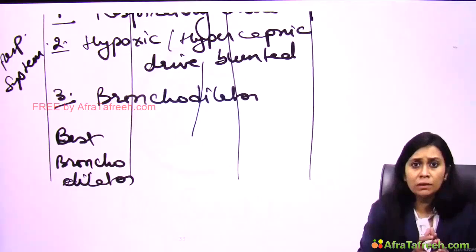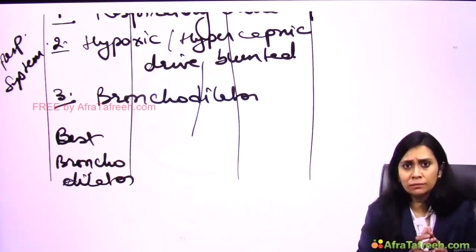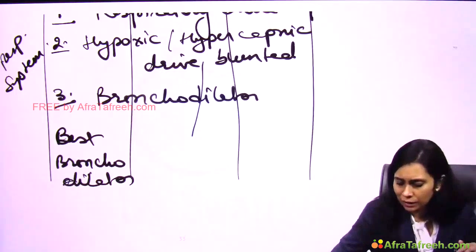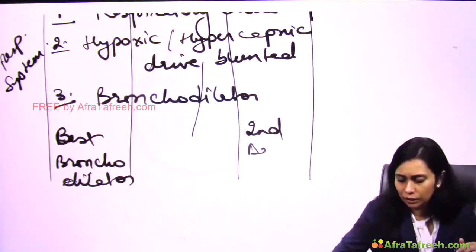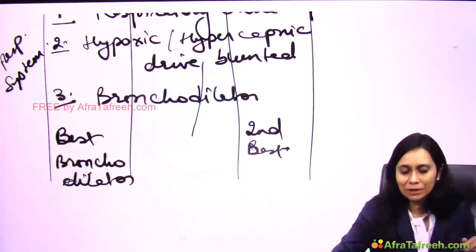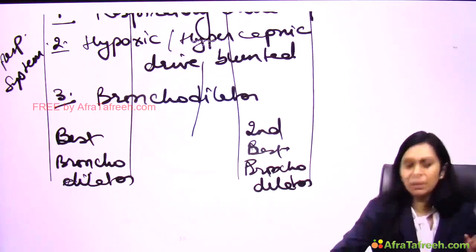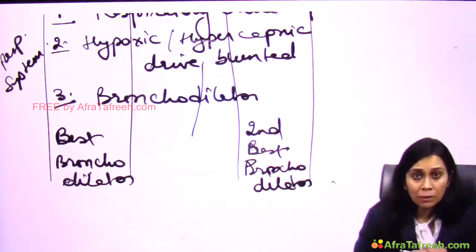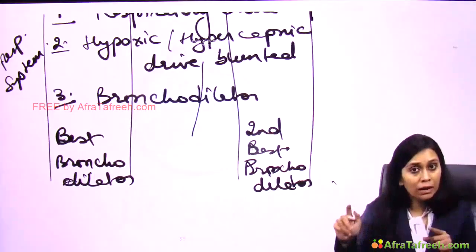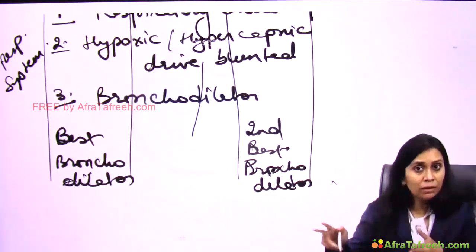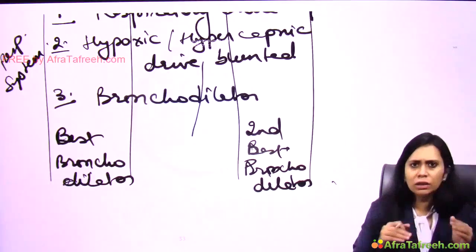Halothane not an option, then only Sevo would be the answer. Right? So Sevo is the second best bronchodilator. All are bronchodilator, but I am just rating them. If halothane is not in the option, then for bronchial asthma, the second agent would be sevoflurane. Got it? Okay. This was the third effect.